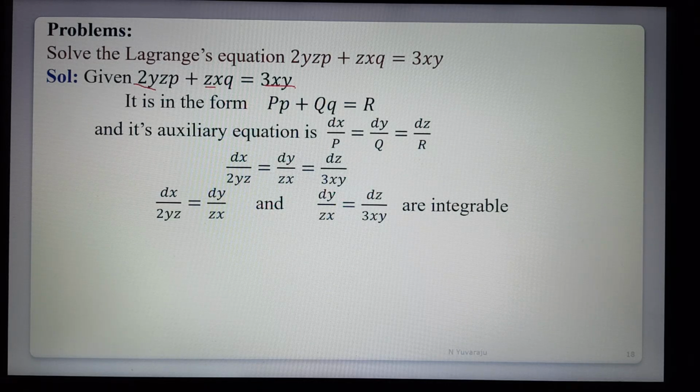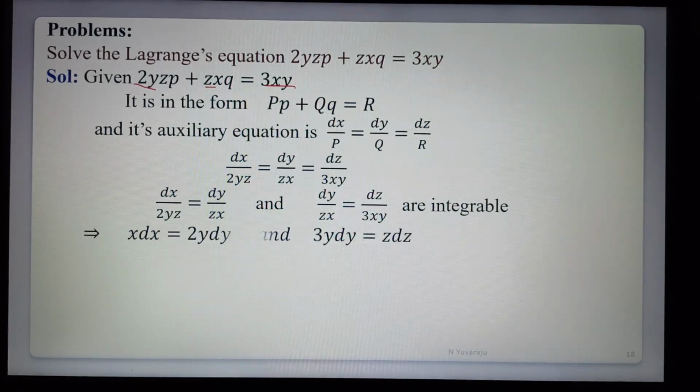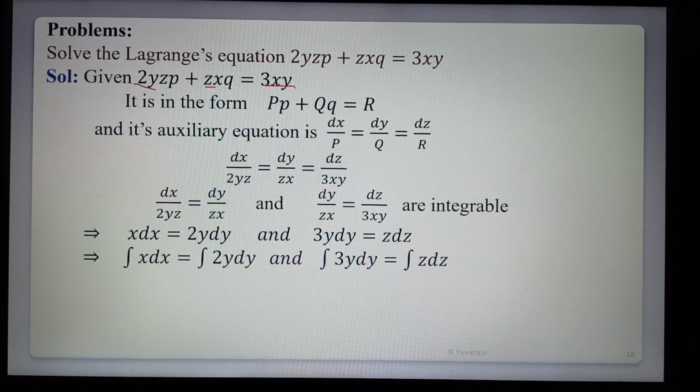Now integrating, with the variable separable method: x dx is equal to 2y dy, and the second set is 3y dy is equal to z dz. Now easily integrate both sides: integration of x dx is equal to integration of 2y dy, and for the second set, integration of 3y dy is equal to integration of z dz.